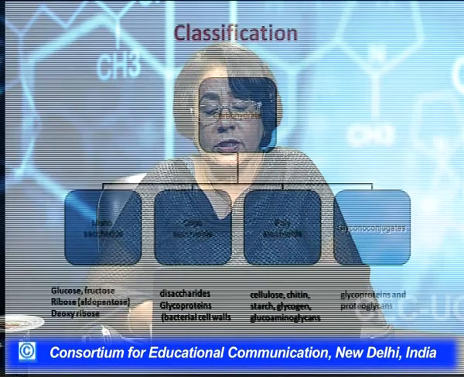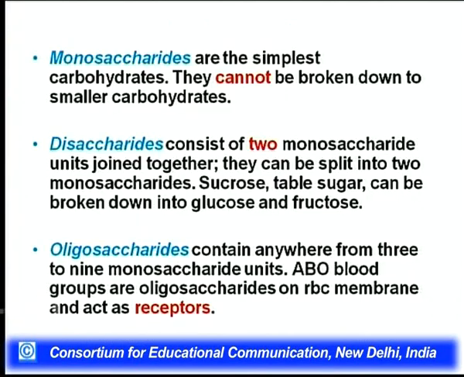So now when we talk of carbohydrates, as I have already said, we can classify them on the basis of the number of monomer units or monosaccharides present in them. So now we can classify them as monosaccharides. Monosaccharides means they have only one monomer, that is, they cannot be broken down into smaller carbohydrates, that is, we cannot hydrolyze them further.